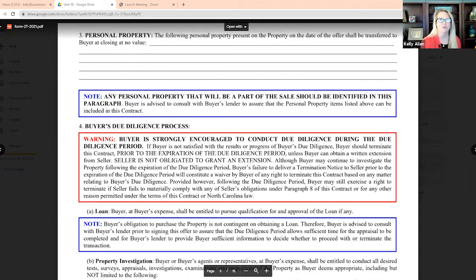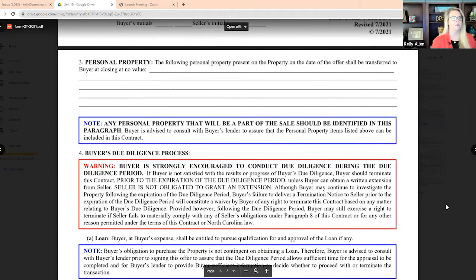Here we go. On page 5, we're going to pick up here. Let me share my screen with you. I tried to make it gigantic so you could see it really well. Wonderful. Okay, so we're on page 5, and we're on number 3, the third provision. It's talking about personal property. So the following personal property present on the property on the date of the offer shall be transferred to the buyer at closing at no value.